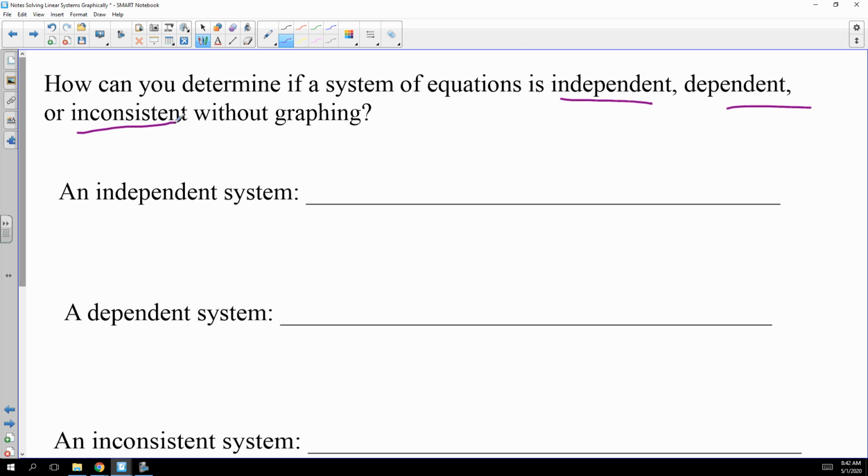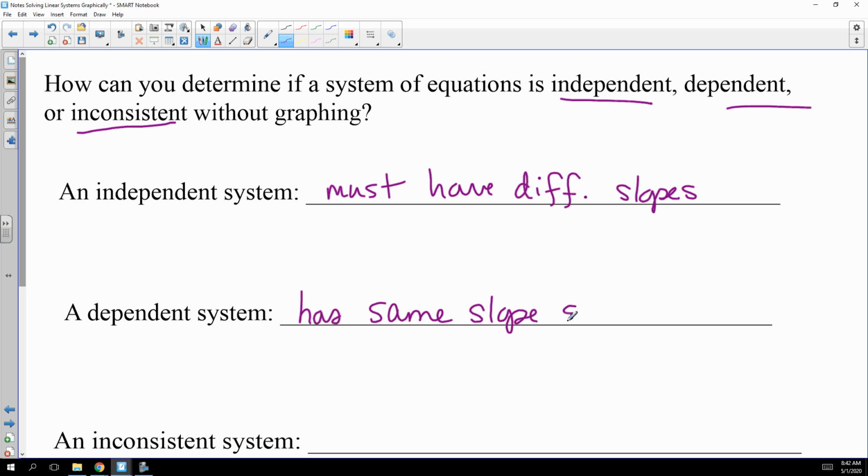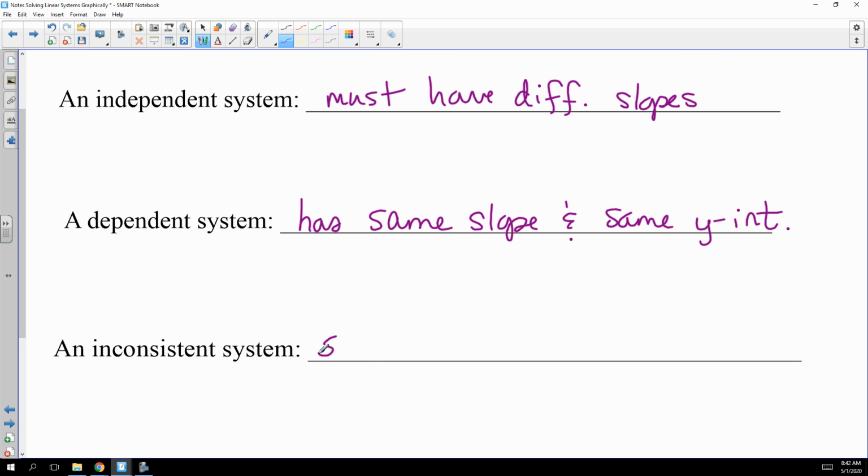So an independent system must have different slopes. If two lines have different slopes, somewhere or another, they are going to intersect. A dependent system has the same slope and the same y-intercept. And an inconsistent system has the same slope. Remember that parallel lines have the same slope, but must have different y-intercepts.